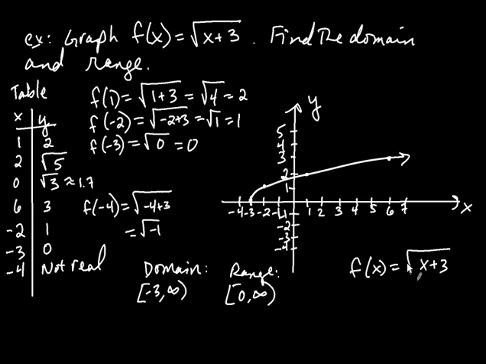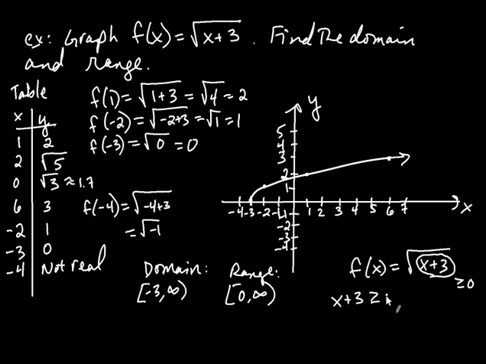Now, anytime you have an even index, like a 2 for a square root, or a 4th root, or a 6th root, and you're dealing with a function, whatever is under the radical, that is the radicand, always has to be positive or equal to 0. So that has got to be greater than or equal to 0. So you can write that condition right away, and you can write that inequality.